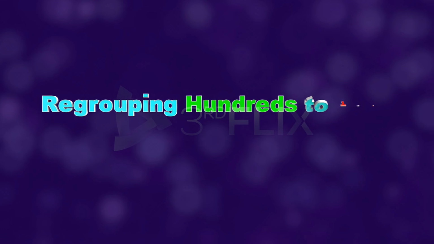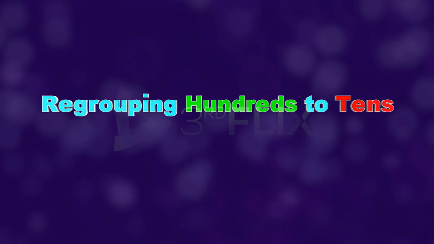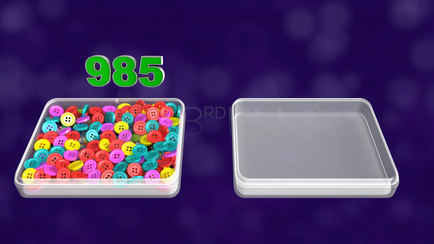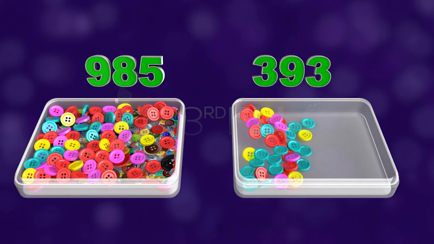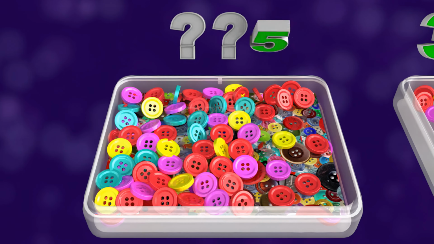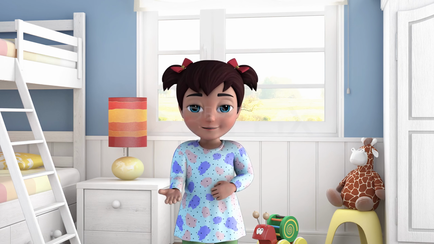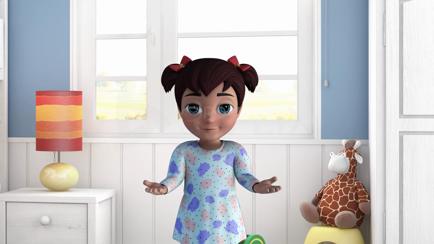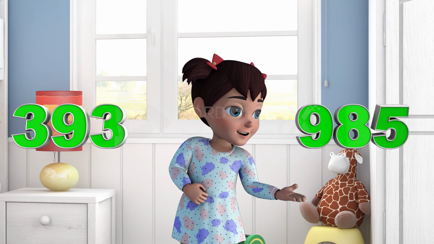Regrouping hundreds to tens. There are 985 buttons in a box. Dennis gave 393 buttons to his friend. How many buttons are left with Dennis? To know the leftover buttons with Dennis, we need to subtract. Let us subtract 393 from 985.